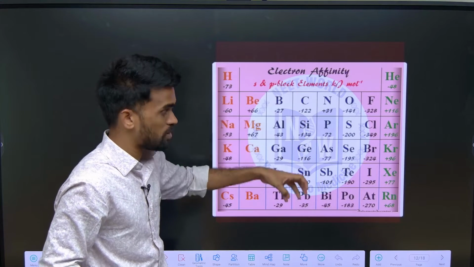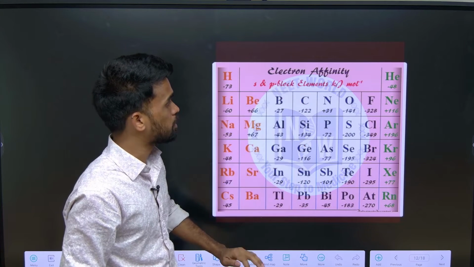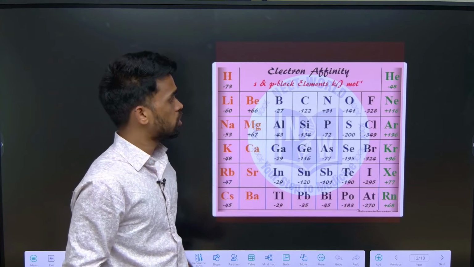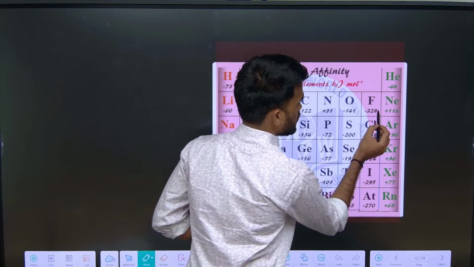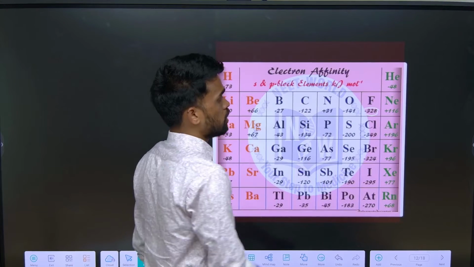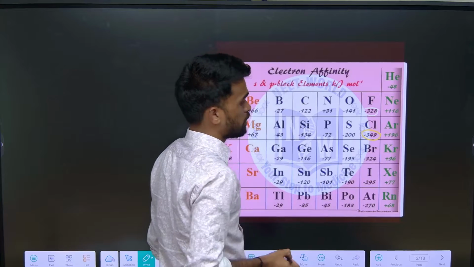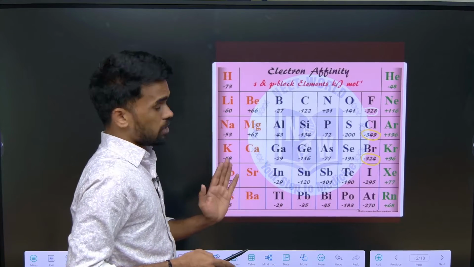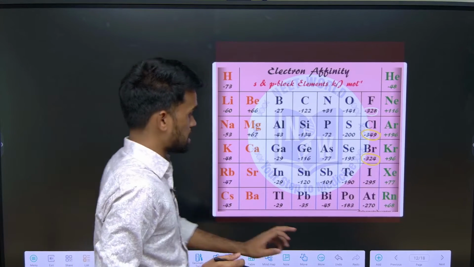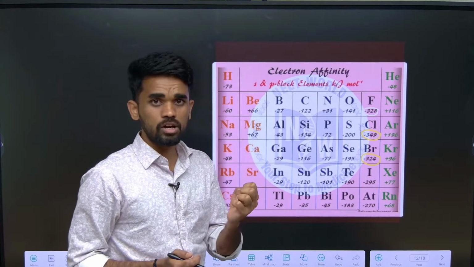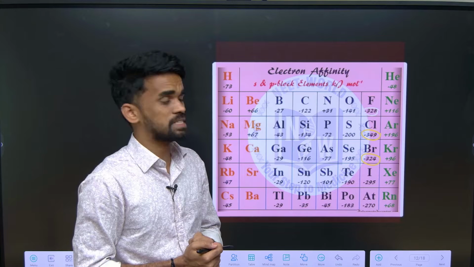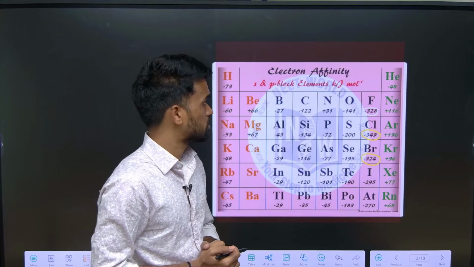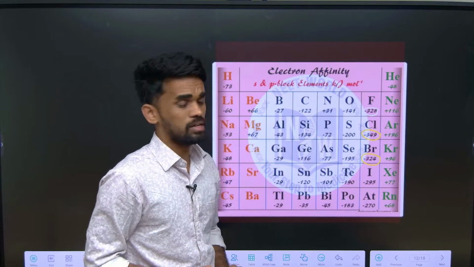So either you should remember the values or at least make the orders. For example, what is the electron affinity order for this halogen family? Looking at the values, fluorine has minus 328, chlorine has minus 349, and bromine has minus 324, like that we have the values. The general thing we discussed in the last slide, factors affecting atomic size: smaller the atomic size, more is the electron gain enthalpy. But if you see, chlorine has a more negative value than fluorine. What is the reason?